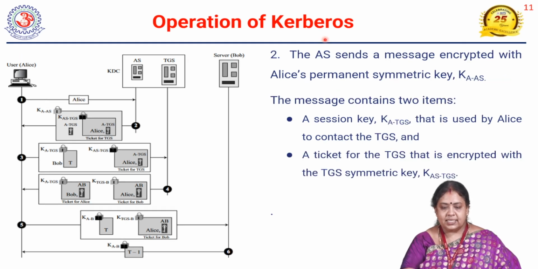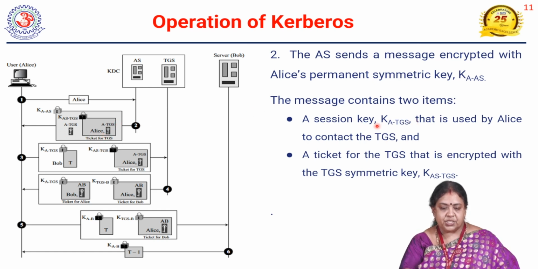And coming to the second step, the AS will send a message encrypted with Alice's permanent symmetric key, that is, KAS. That means, as we have already discussed, all the users have to register with the AS. When they register, they have a key between that particular user and the AS. By using that key only, the AS sends a message. So what does the message contain? The message contains 2 items.